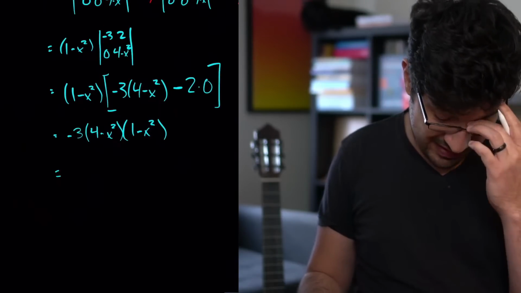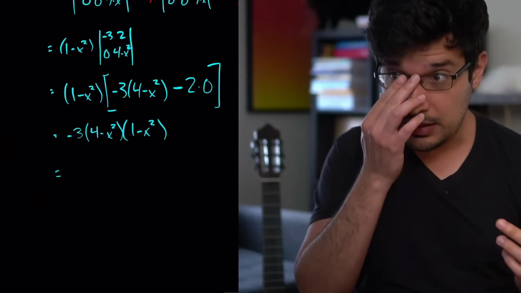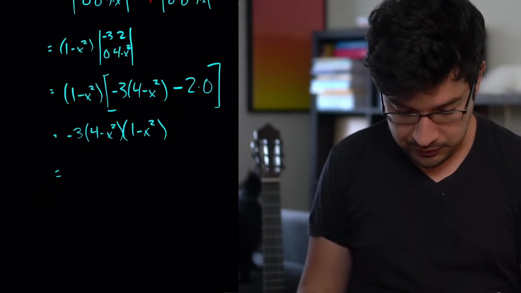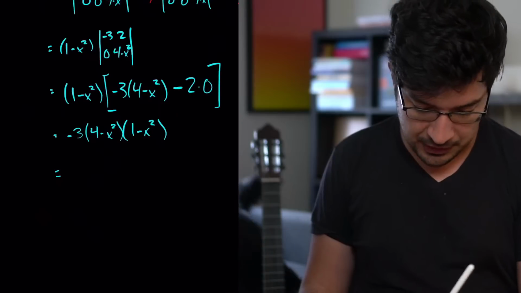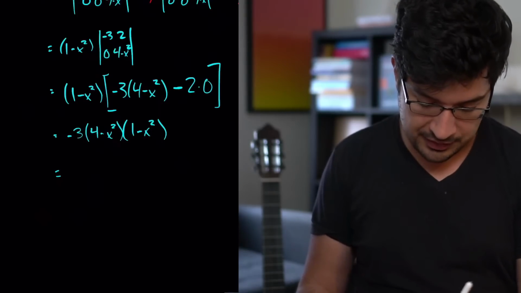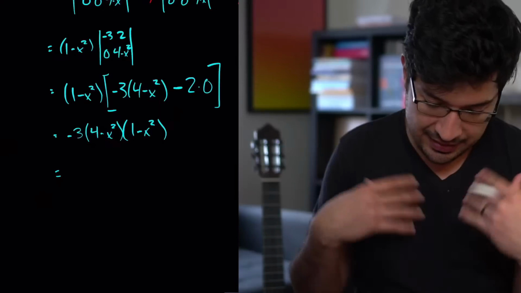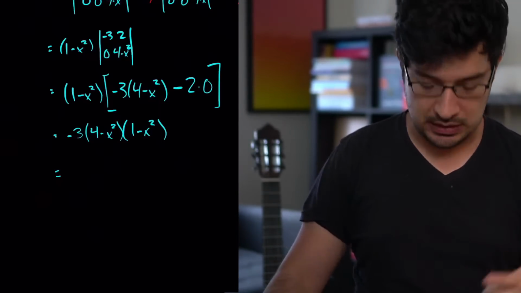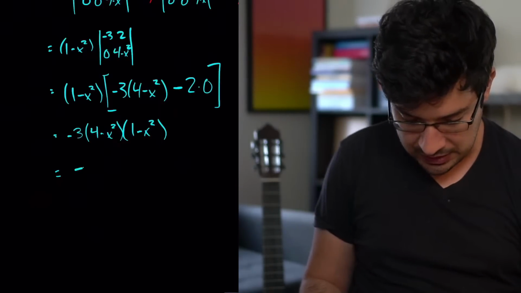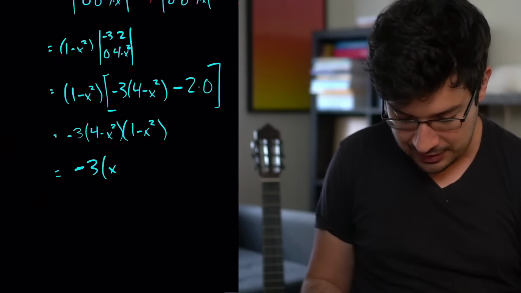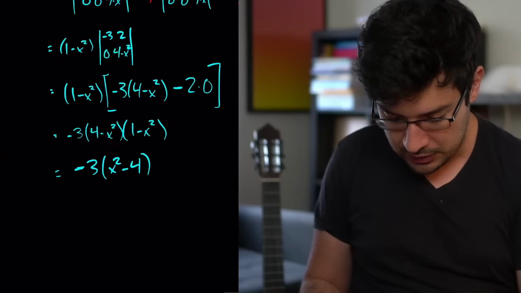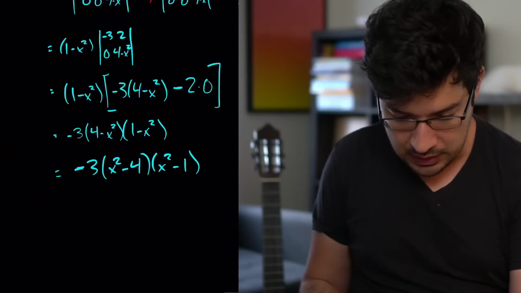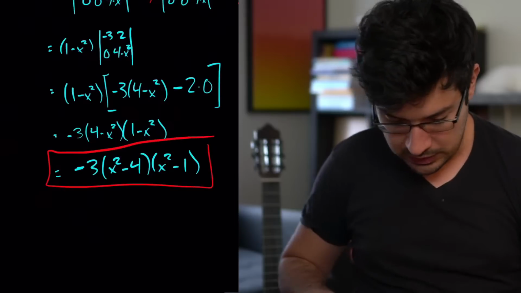Personally, I always like to have x squared as the leading term. I think that's the more standard form of a polynomial. So if we multiply the second term by -1 and the third term by -1, well, you multiply it by two -1s, so the sign doesn't change. This is the same as x squared minus 4 times x squared minus 1. And we are done. Boom. There it is.